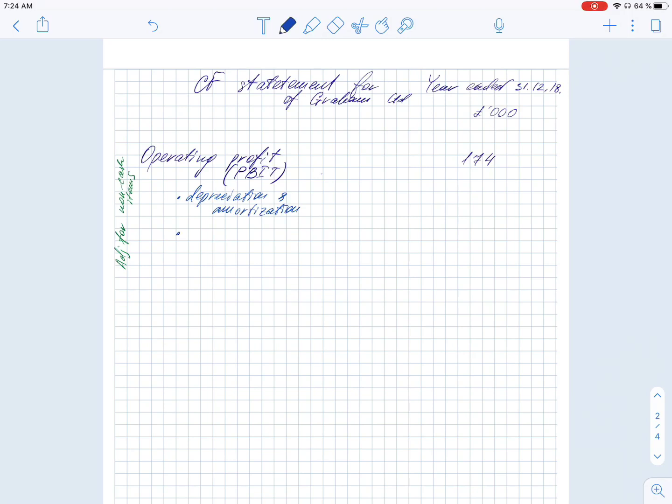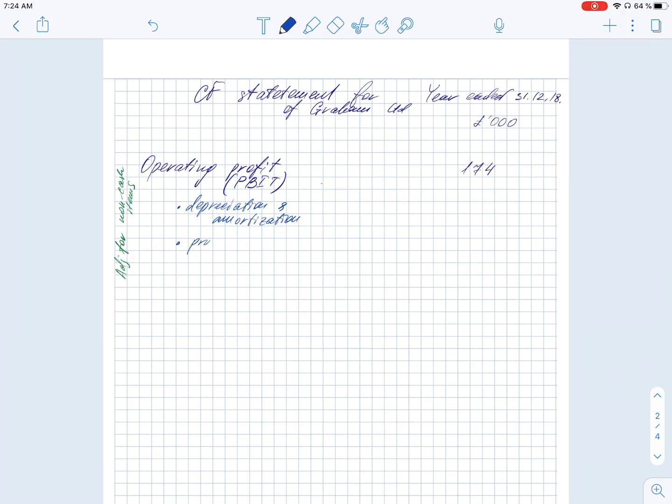Here we can find profit or loss on disposal of non-current assets. And the third item, which could appear here, but it's really not often that we come up with that line in the problems. These are bad debts expense, bad debt provision increase or decrease. So I will define it as bad debts.